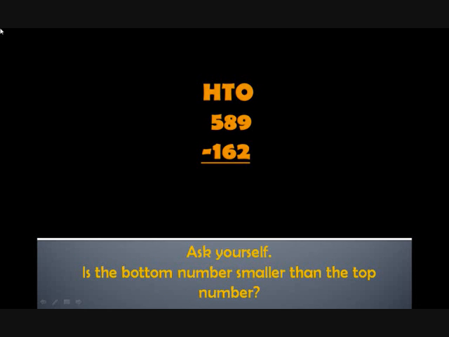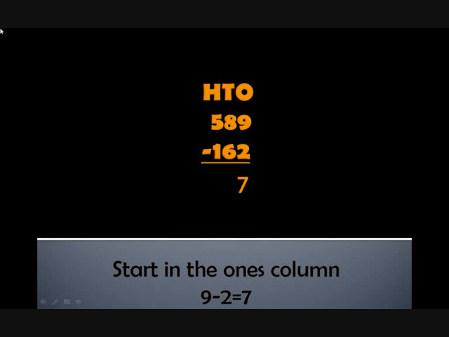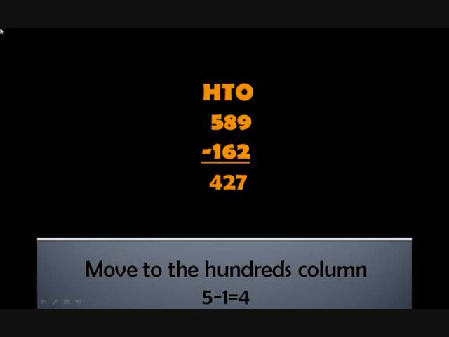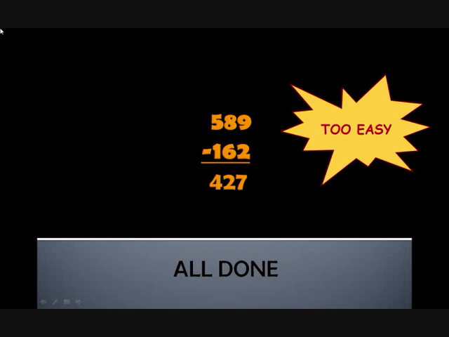The first question you need to ask might seem obvious, but you need to ask, is the top number larger than the bottom number? In this case the answer is yes, so we can move on. When doing a large number subtraction, you always start in the ones column. So 9 take away 2 equals 7. Move on to the tens column. 8 take away 6 equals 2. Finally, move into the hundreds column, and 5 take away 1 equals 4.